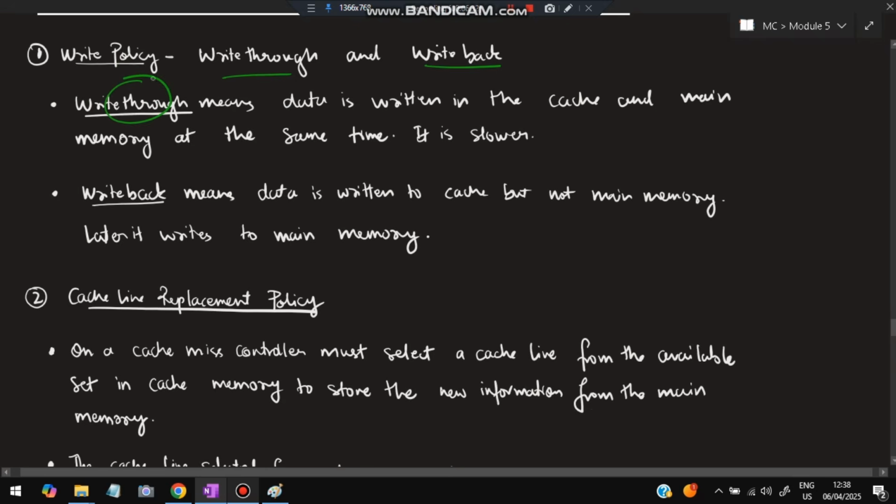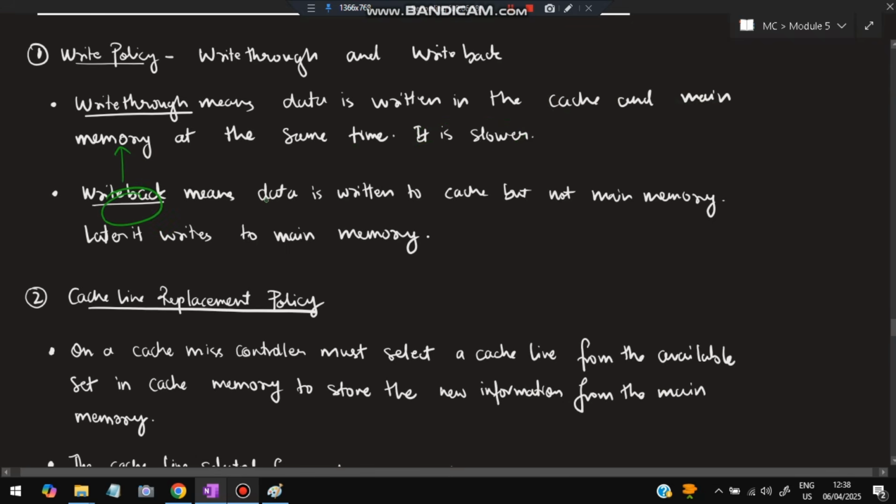In write through, what happens? Suppose the processor gave an output. I gave the processor data 1 plus 1. It gave me the result 2. Now I cannot see 2 forever on the screen. If I go back, the 2 will be erased. I have to store 2 somewhere. If that 2 is written in the cache and the main memory, it is called write through, and it is slower because you are manually writing it into the main memory without using any other thing.